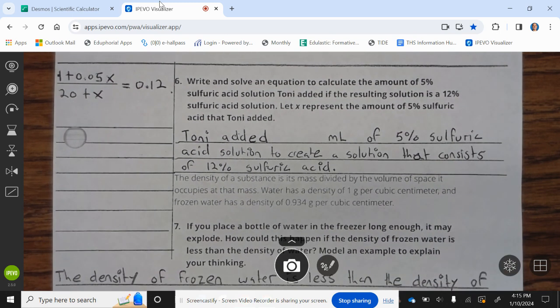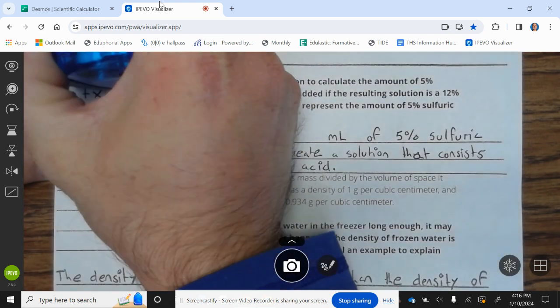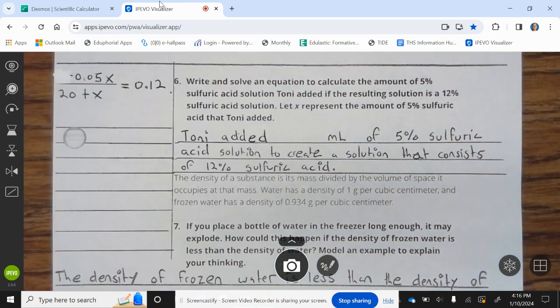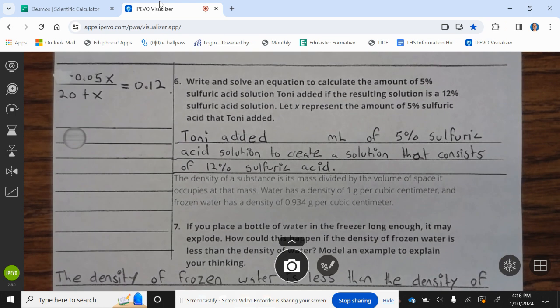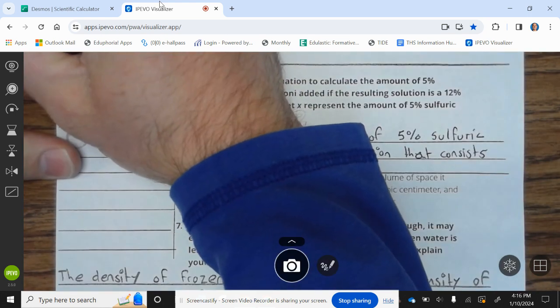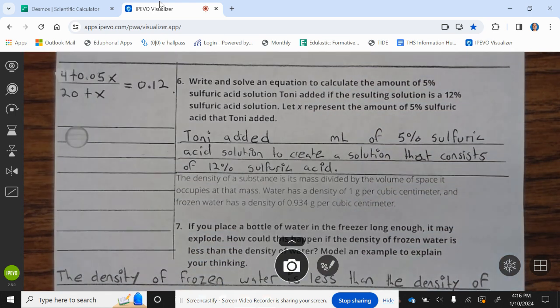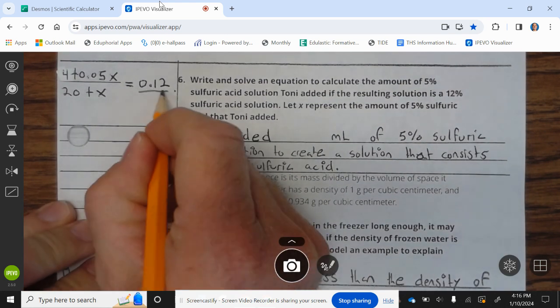6. Write and solve an equation to calculate the amount of 5% sulfuric acid solution Tony added if the resulting solution is 12% sulfuric acid solution. Let X represent the amount of 5% sulfuric acid that Tony added. All right, so our equation is, and this cut off a little bit in the copying, so let me rewrite this. 4 plus 0.05X divided by 20 plus X equals 0.12. Now, we're going to divide this by 1 and cross multiply.